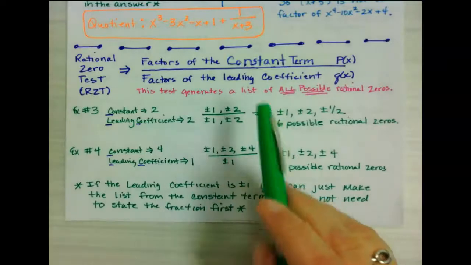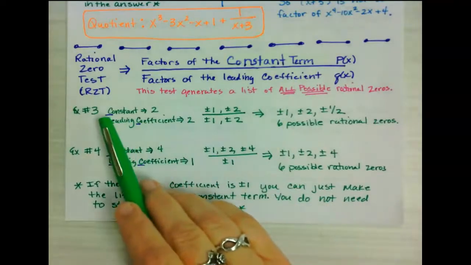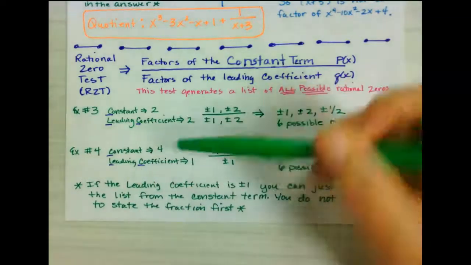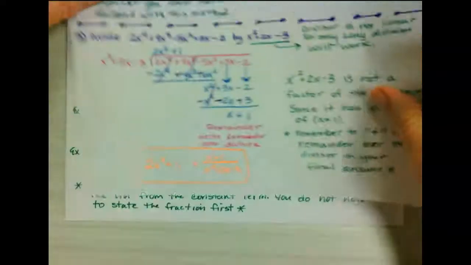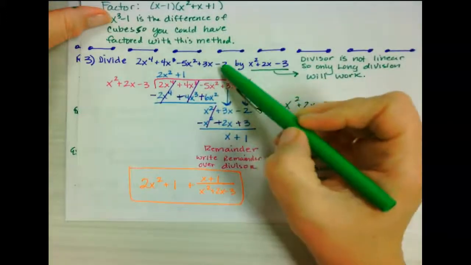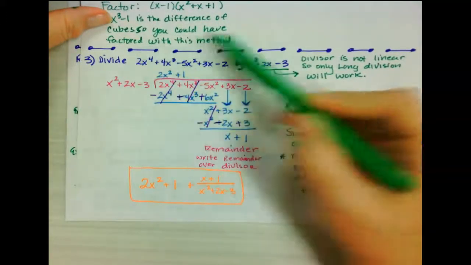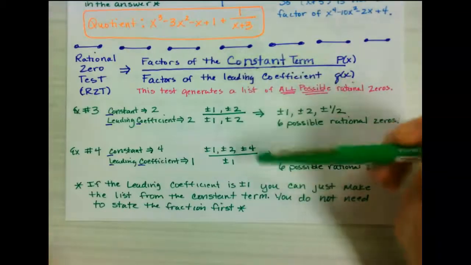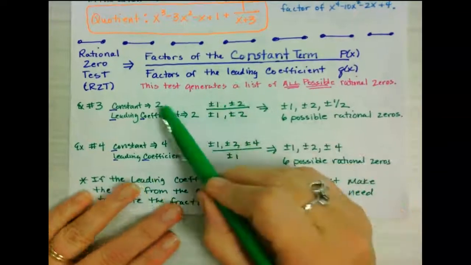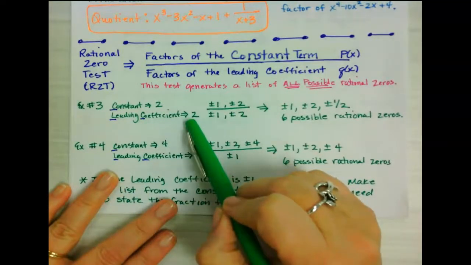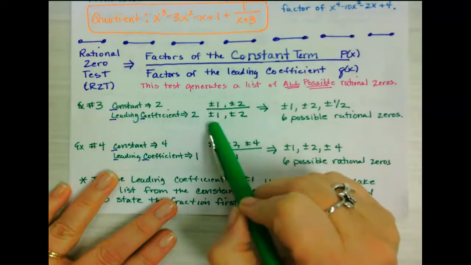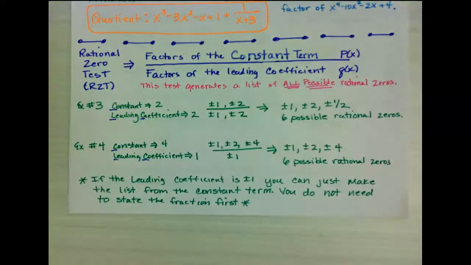But basically the rule is the factors of the constant term over the factors of the leading coefficient. And this one's referring back to 3. So let's look at problem 3 one more time. The leading coefficient is what's in front. The constant is what's in back. Okay? And so that's what's going on here. The constant was 2, the leading coefficient was 2, so I do plus or minus 1, plus or minus 2, divided by plus or minus 1, plus or minus 2. And so what that means is we're going to have 6 possibilities.